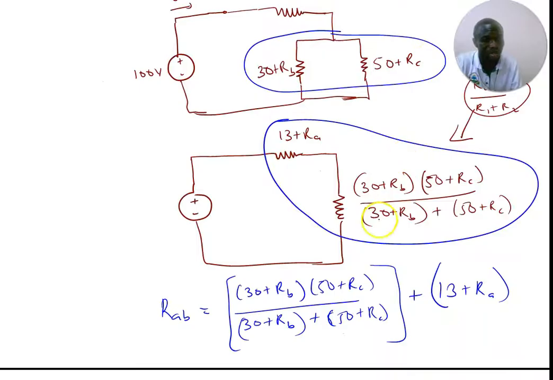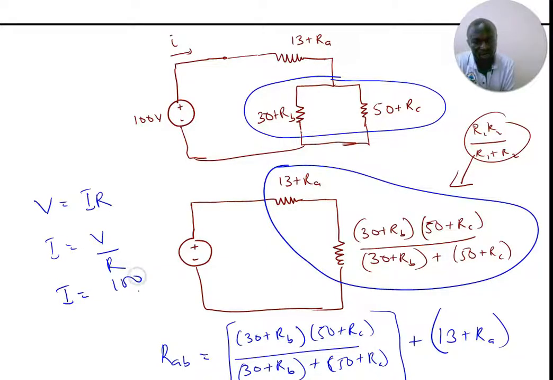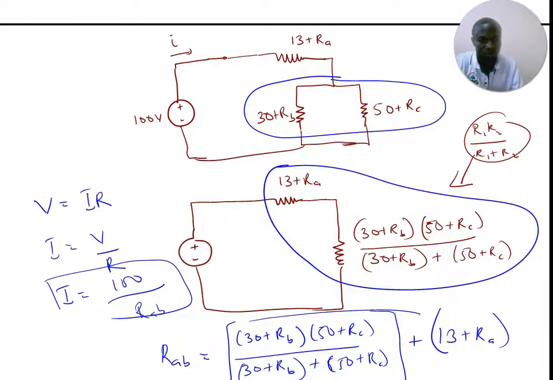You get it? So now that we found our RAB, the current is going to be simple. You know that V equals IR. So once V is equal to IR, we can say that I equals V over R. So I is going to be the 100 volts all over the solution to this one, that is RAB. Are you okay? That will help you to solve this question. So please try as much as possible to watch that video and solve a question like this.